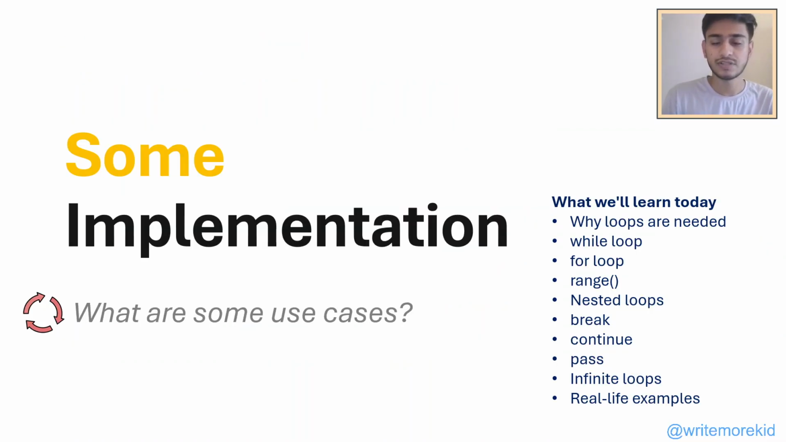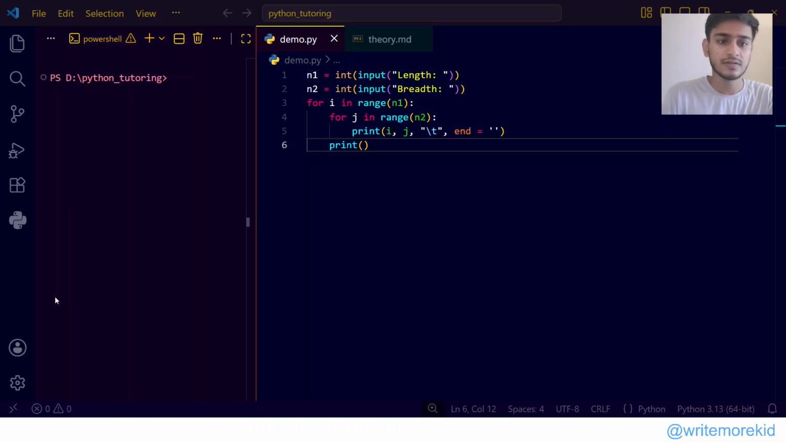We will do some implementation with the help of for loop and while loop, so that you can have a better understanding of how loops create spaces there. So let's start with the very first question of today's class. I'll open the code editor so that it is visible to you.